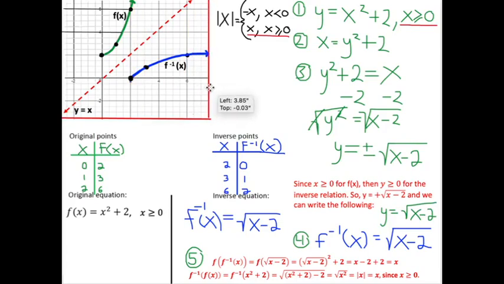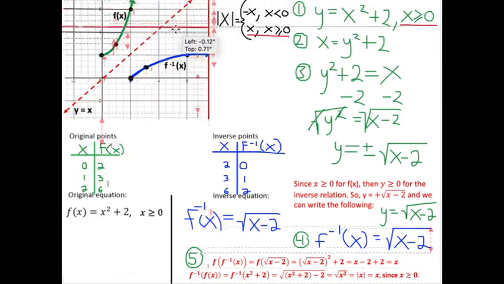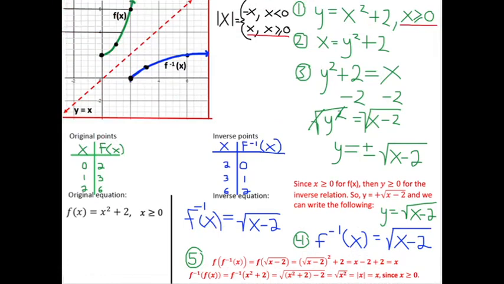And you can see that also the original function f of x passes the horizontal line test. So again, just to reiterate, if the function passes the horizontal line test, then its inverse is going to pass the vertical line test.